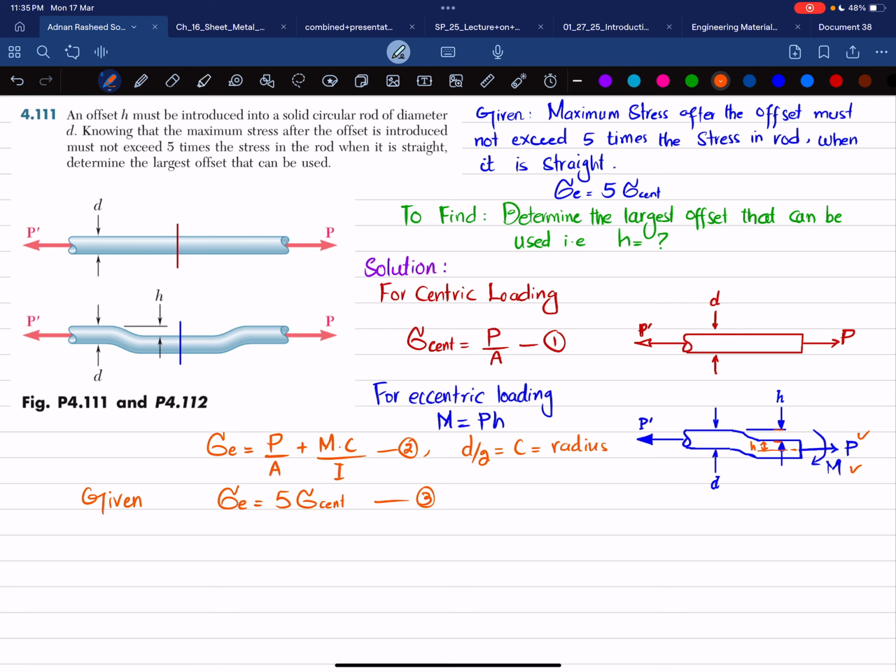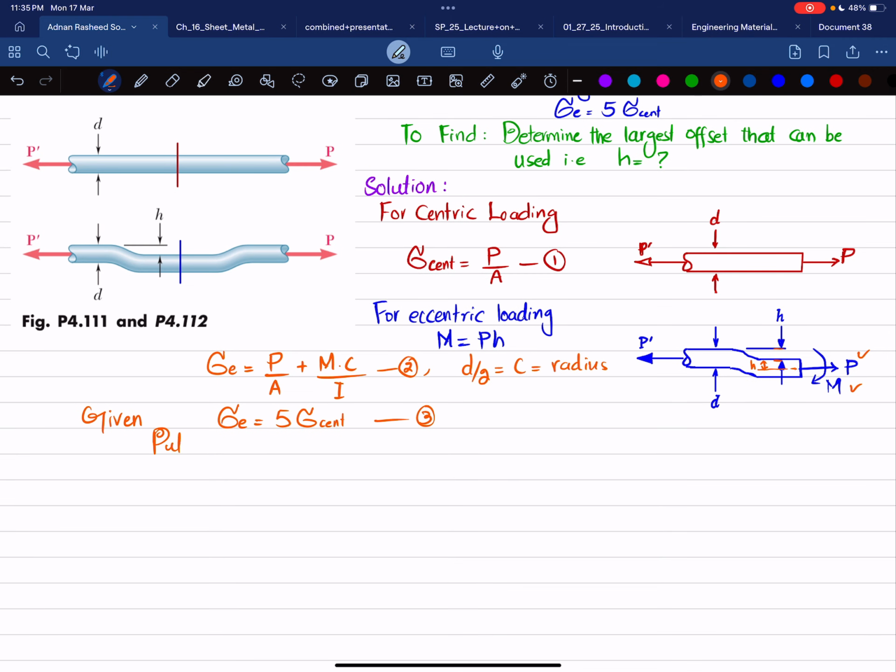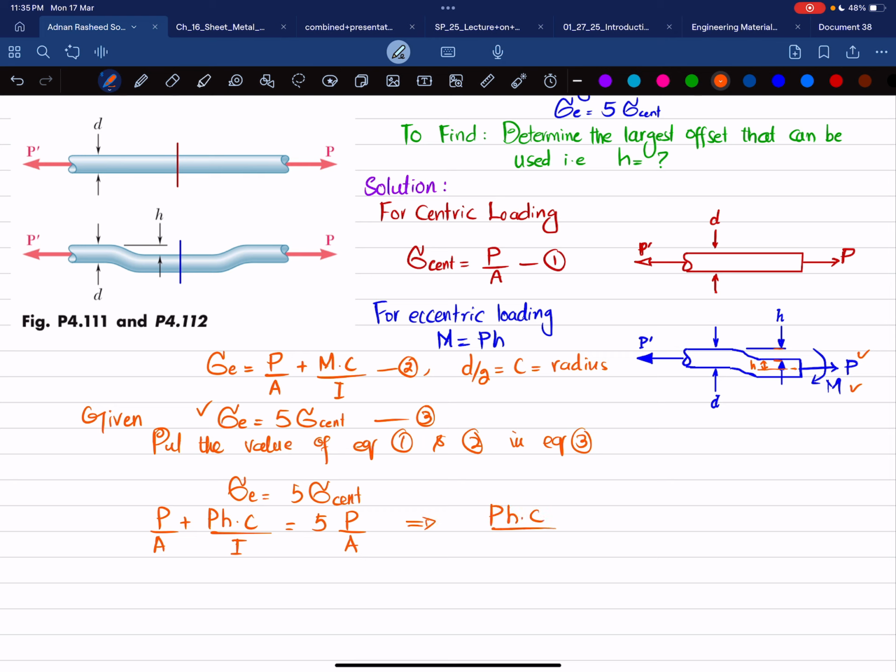Now what we will do is put the values of equations 1 and 2 in equation number 3. So this is equation number 3. Let me write it again. Sigma E is equal to 5 times the centric loading, and we know that sigma E is equal to P divided by A plus M, where M is equal to P times H into C divided by I, and that will be equal to 5 times P divided by A. Now if you rearrange, P into H into C divided by I is equal to 5P over A minus P over A, and that will give you 4P by A.